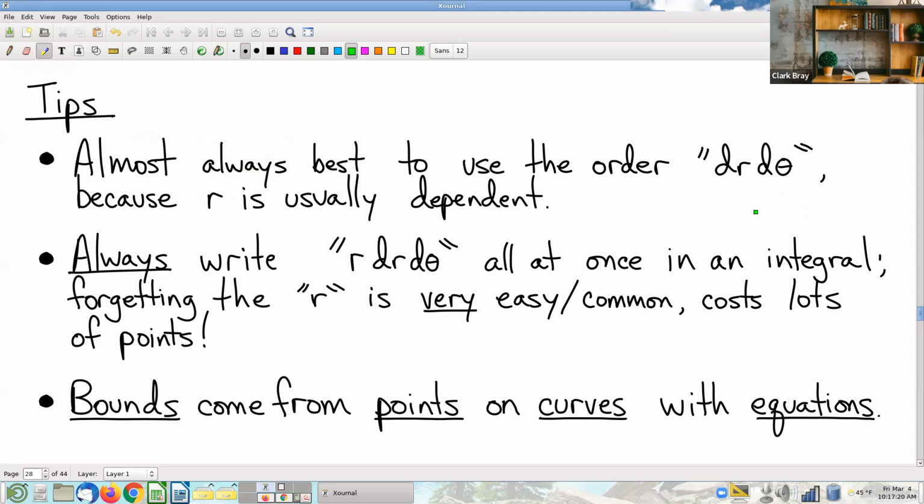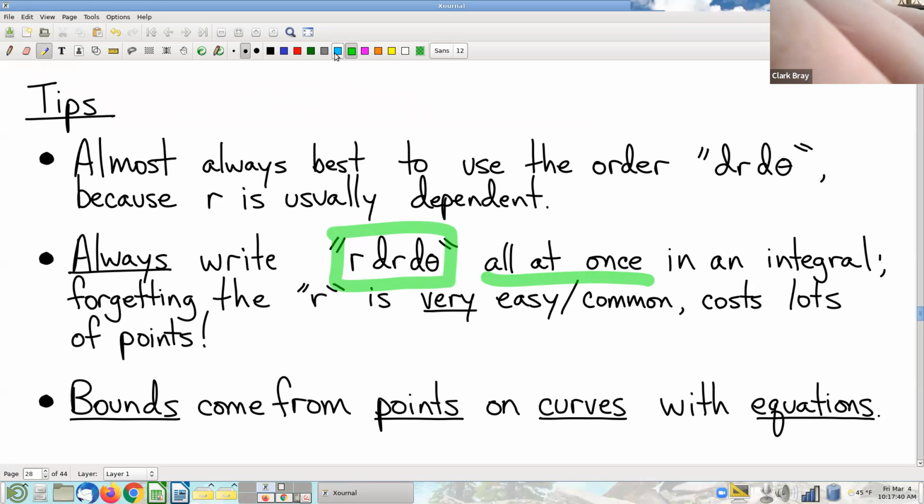Okay. Here's another one that I think is a big point, really save you a lot of oopses and trouble. Write this all at once. Right, r dr d theta all at once. Because here's the thing, every time you do an integral in polar coordinates and thus would need the dr d theta, you will need the stretching factor r also, every time, right? So it just really makes sense to write it down all at once because you'll never need the one without the other.